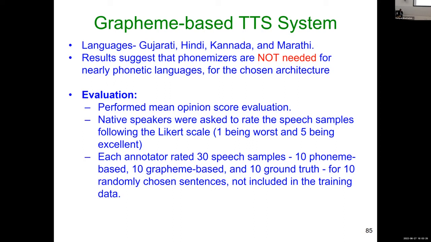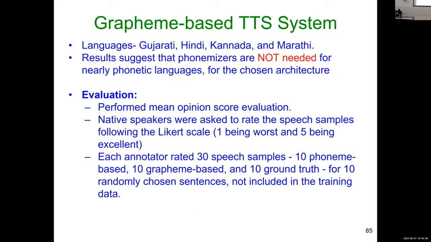Now, results suggest that phonemizers are not needed for Indian phonetic languages for the chosen architecture. So many different platforms are used for text-to-speech systems. The mean opinion score, which is a standard metric, was used, and we performed mean opinion score evaluation. Native speakers were asked to rate the speech samples on a Likert scale, 1 being worst and 5 being excellent. Each annotator rated 30 speech samples, 10 phoneme-based, 10 grapheme-based, and 10 ground truth, or 10 randomly chosen sentences not included in the training data. So this TTS system was for these 4 languages.